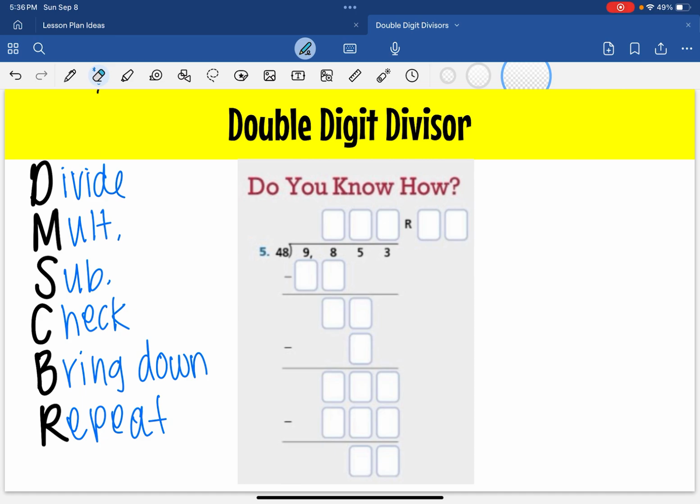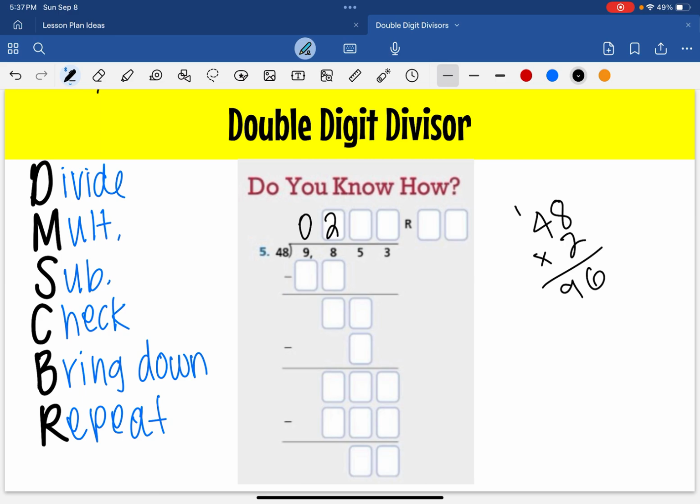So we're going to start out with 48. Can 48 go into 9? No. So you would put a 0 here. Can 48 go into 98? Yes. And then we see how many times. So I'm going to try 48 times 2, which would be 96. So this is perfect. So I'm going to put a 2 here.